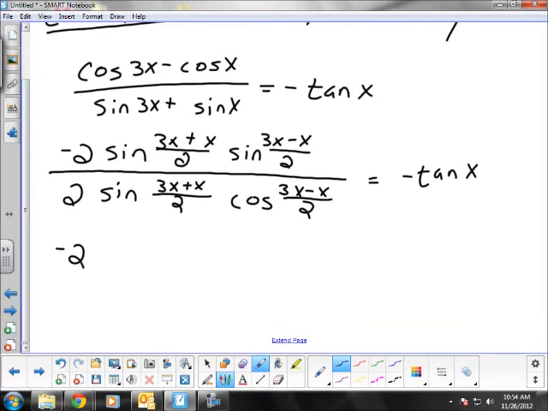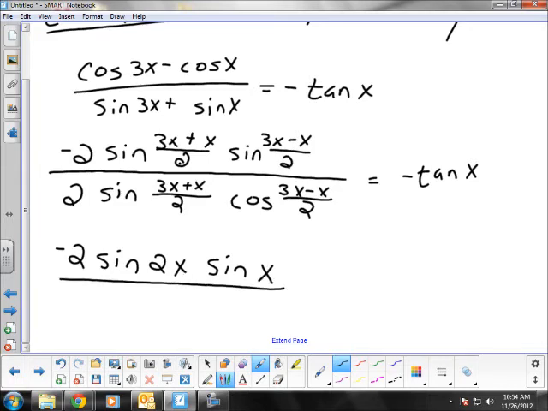So this is negative 2 times the sine of 4x divided by 2, which is what? 2x, times the sine of 3x minus 1, which is 2x divided by 2, which is 1x. And then I've got 2. This is the sine. Again, 3x plus 1x is 4x divided by 2, which gives me 2x, times the cosine, 3x minus x, which is 2x divided by 2, which is 1x.